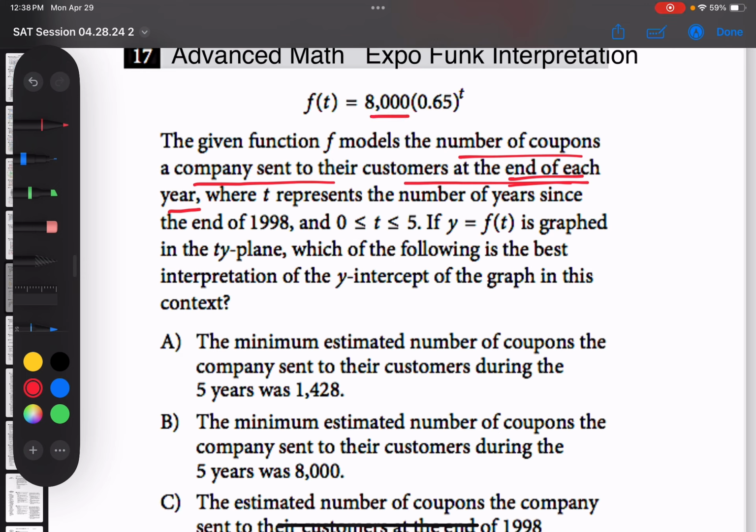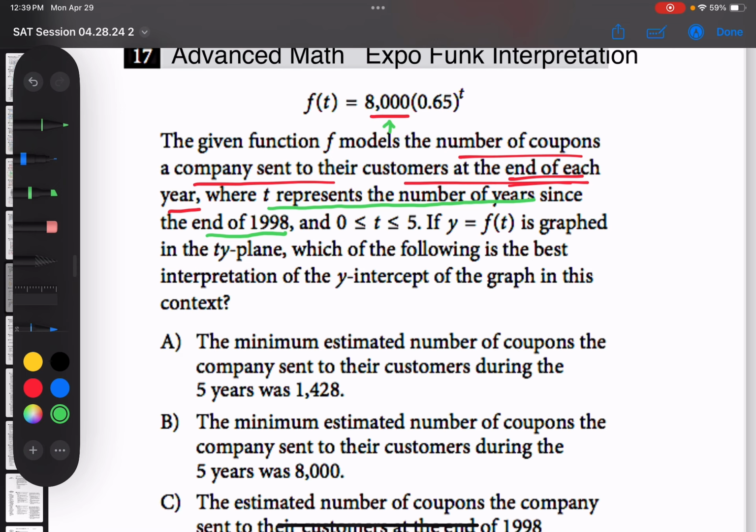All right, at the end of each year. So we have our starting number is 8,000. So at the end of some year, we started at 8,000 coupons. Then they said t represents the number of years since the end of 1988. So we can safely say at the end of 1988, we had 8,000 coupons on hand. But then in the upcoming new year, we're going to have extra coupons, but it is 100% minus what? Minus 35%, which is actually 65% of last year. Oh, so it's changing. All right.